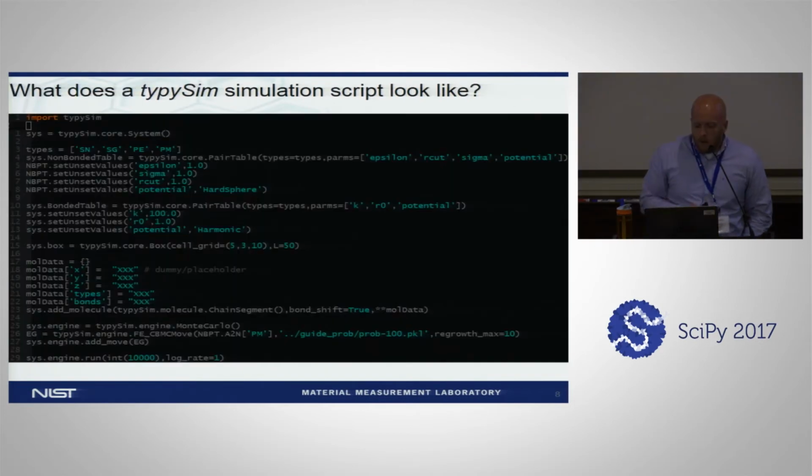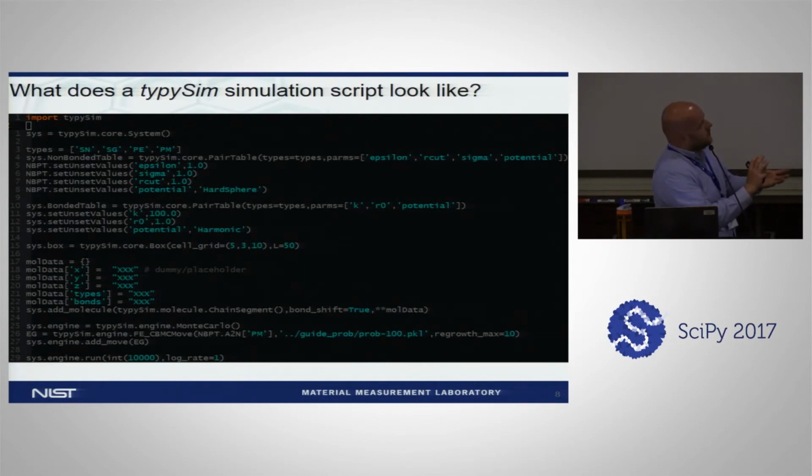So what does a TypeISim simulation look like? We're talking about a complicated thermophysical or thermodynamic simulation. So what does the code that generates the simulation actually look like? If you look, it comes down to just a simple Python script. And this is very similar to the way a number of other simulation packages work, in particular HOOMD-blue. And so we instantiate a system object. We describe the non-bonded interactions. We describe the bonded interactions. We set up a simulation box.